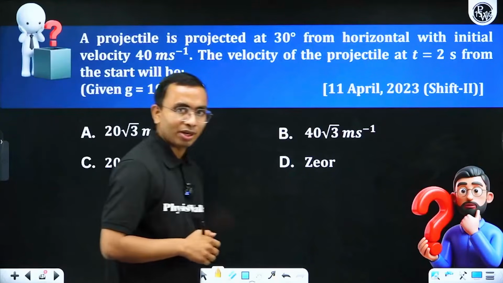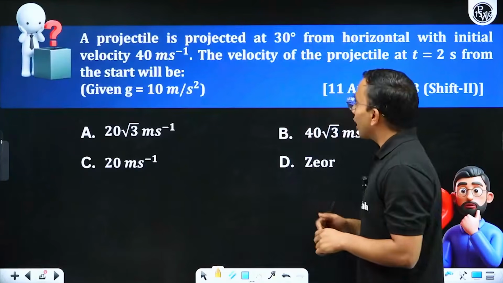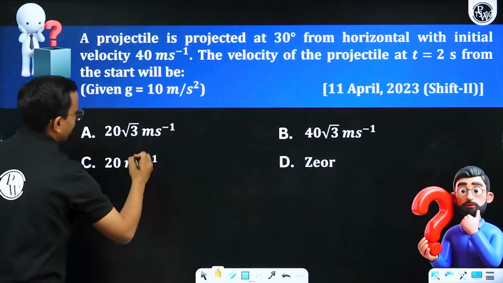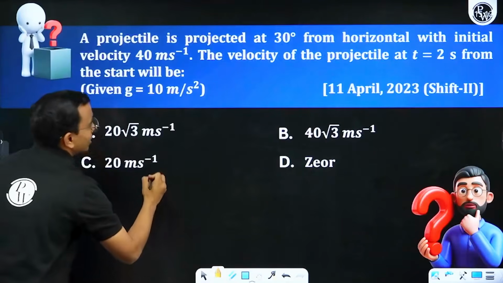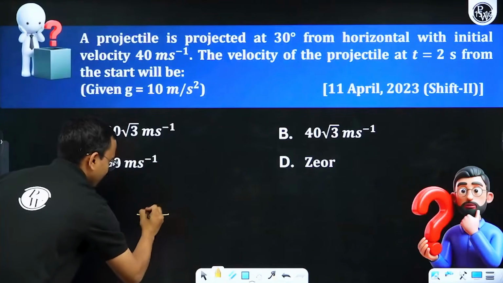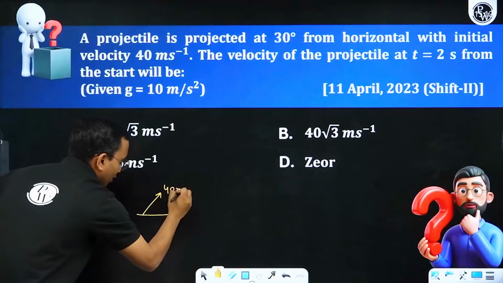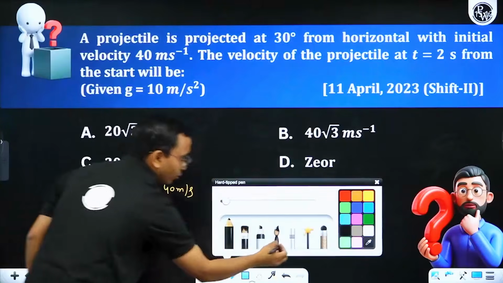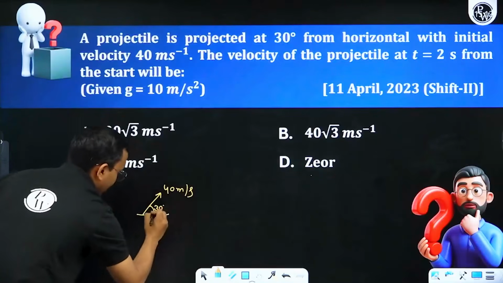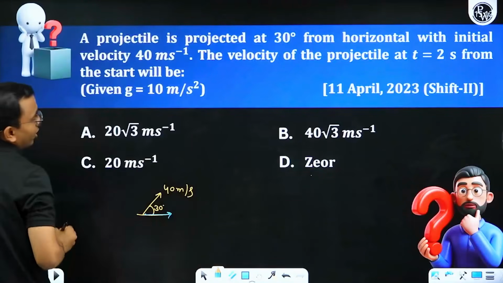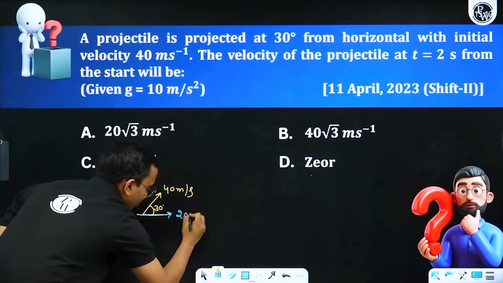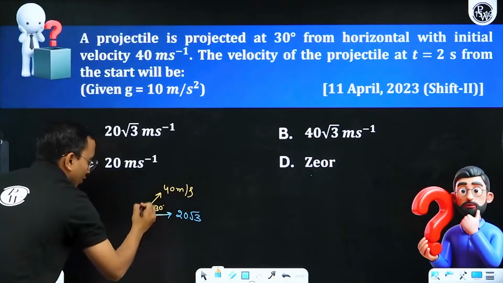I hope you are back now. Okay, so after 2 seconds you need to find the velocity. The particle is projected with 40 meter per second, at an angle of 30°. Write the horizontal and vertical components. This is 40 cos 30. What is 40 cos 30? 20 root 3. This is 40 sin 30.